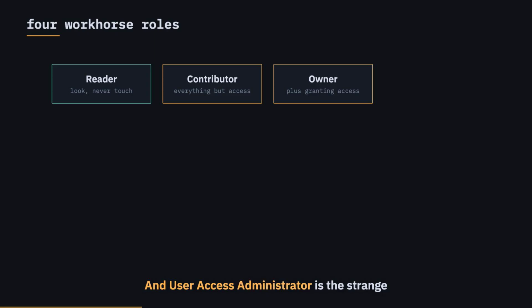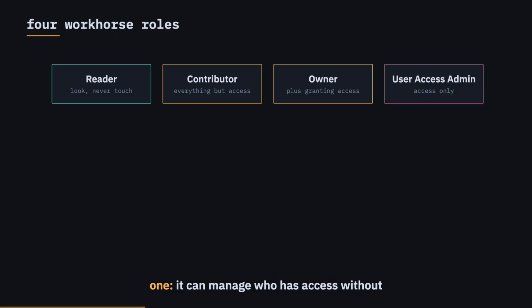And user access administrator is the strange one. It can manage who has access without being able to manage any resources. A newer sibling, role-based access control administrator, grants roles and nothing else, and it is the recommended way to delegate access management with less blast radius than owner.